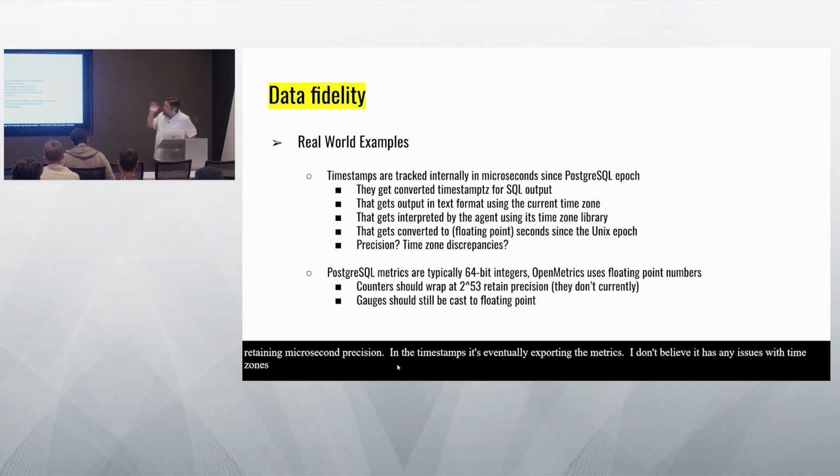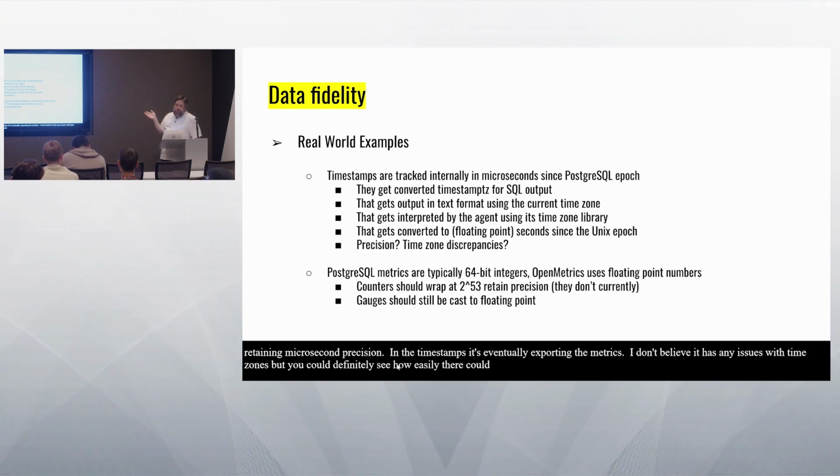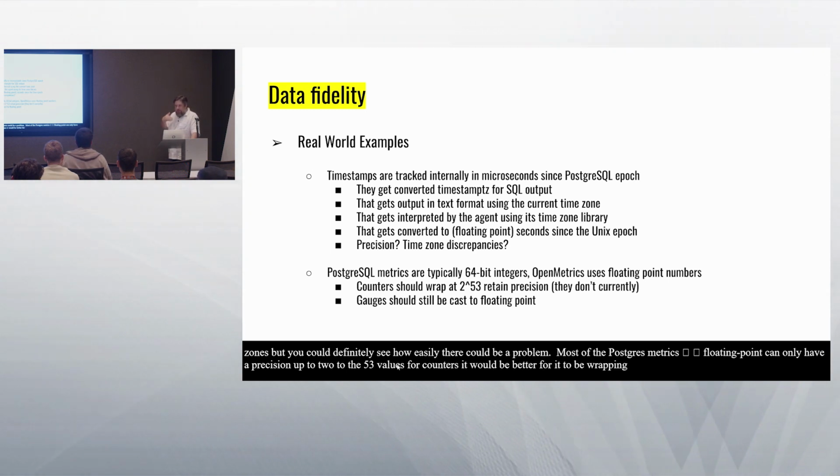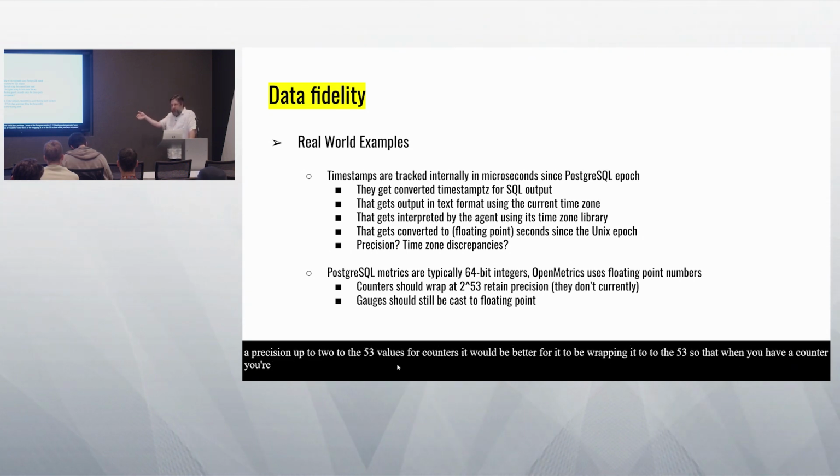Most of Postgres metrics are kept as 64-bit integers, but OpenMetrics, for example, uses floating point. Floating point can only have a precision of up to 2 to the 53 values. For counters, it would be better for it to be wrapping at 2 to the 53, so that when you have a counter, you're typically actually interested in the deltas, how quickly that counter is incrementing. In some cases, for things like deadlocks or vacuums, 1 is a perfectly interesting value for the delta.